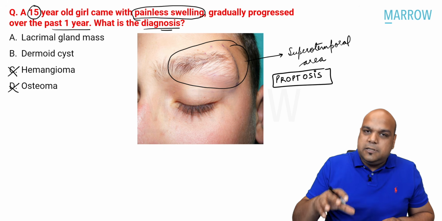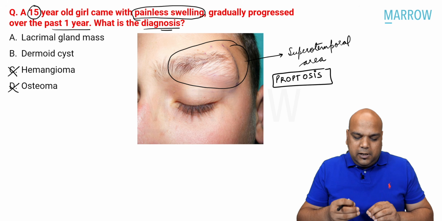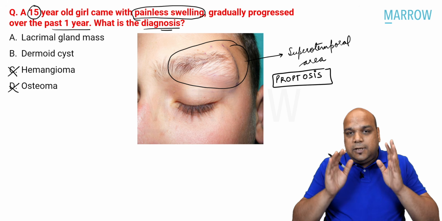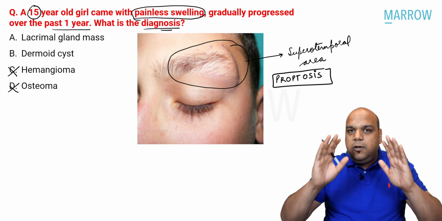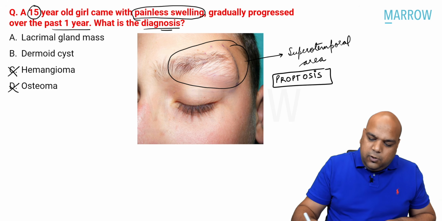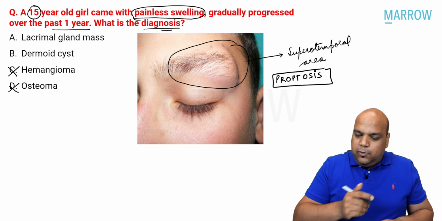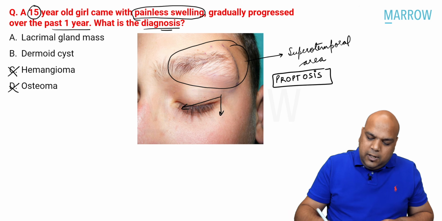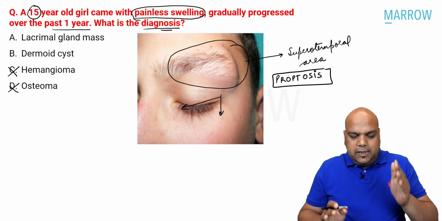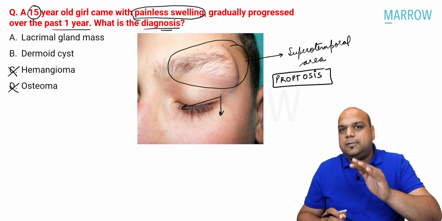Now, based on an image, how to find out whether it is a lacrimal gland mass or a dermoid cyst? So that's what I'm trying to tell you. Based on an image, you cannot go further. Based on an image, we could only find out that it is a supratemporal area. Proptosis will occur abaxially, down and in, medially and down. And due to that, there can be only two causes, lacrimal gland mass and dermoid cyst of the orbit.